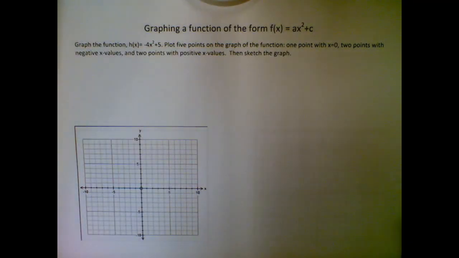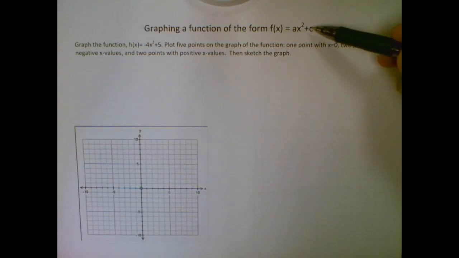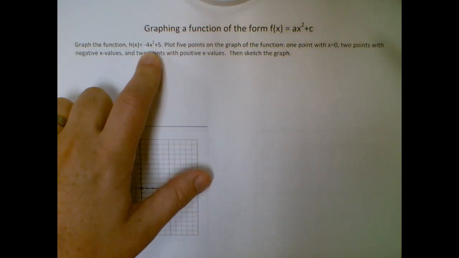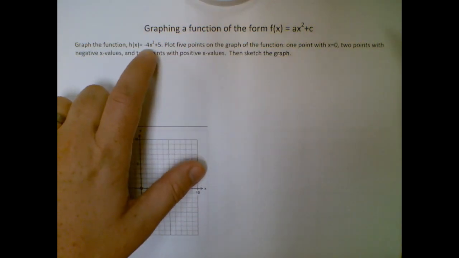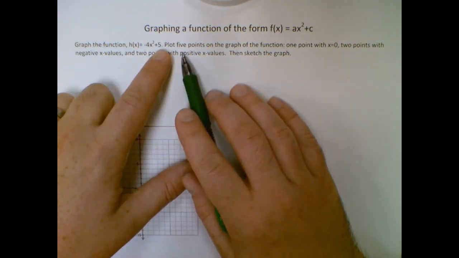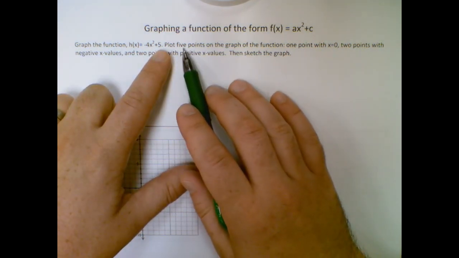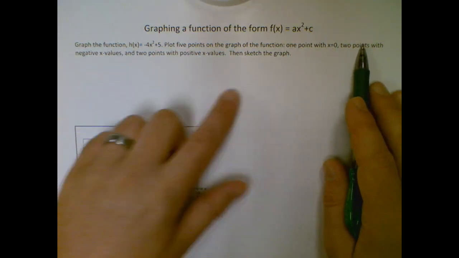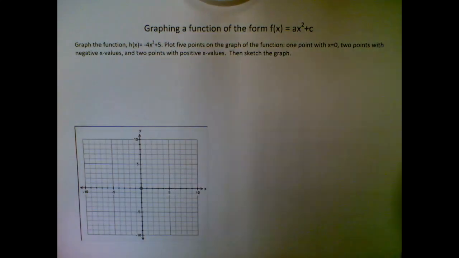Bowman. Today we're going to be looking at the ALEX topic, graphing a function of the form f of x equals ax squared plus c. Specifically in this one, we're going to be looking at h of x equals negative 4 times x squared plus 5. And we're going to be plotting a very specific 5 points. So specifically 1 at x equals 0, 2 negatives, and 2 positives to make sure we get that full curve there. And then after that, we're going to sketch the graph.